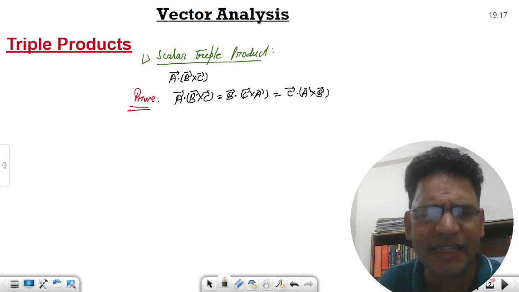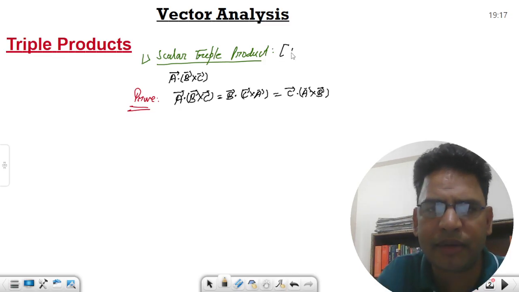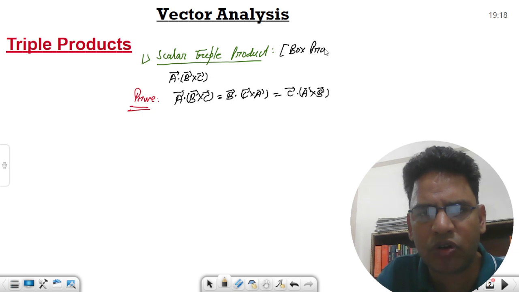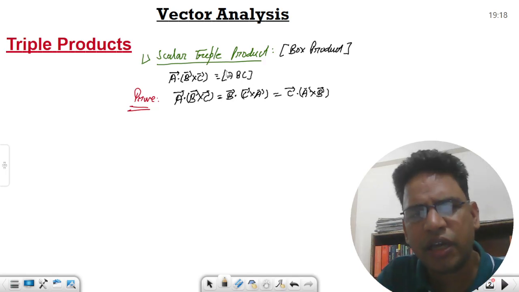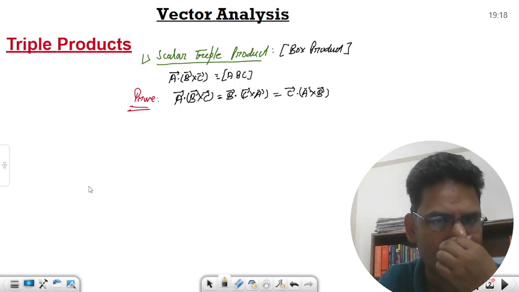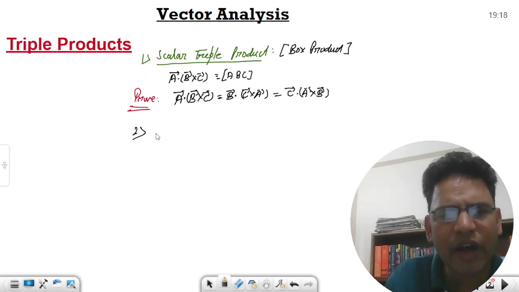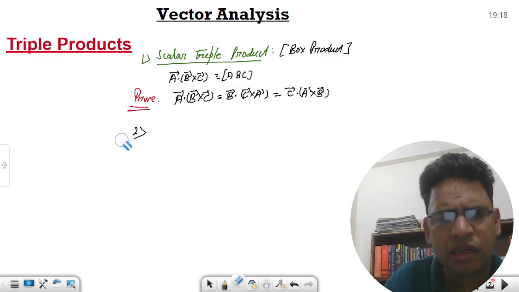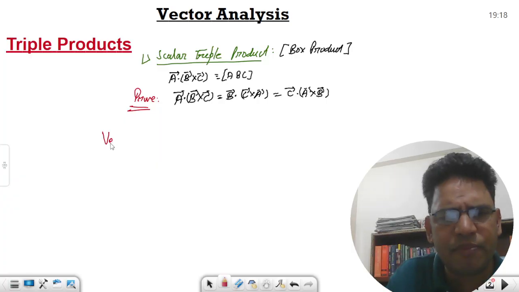Similarly, A dot (B cross C) is called a scalar triple product, or sometimes it is called a box product. Okay, so sometimes it is called a box product, and by definition you can write it in a box as [A B C]. It is a shorthand notation: [A B C] simply means A dot B cross C. It is called the box product.